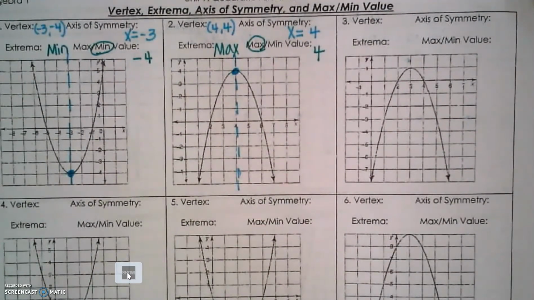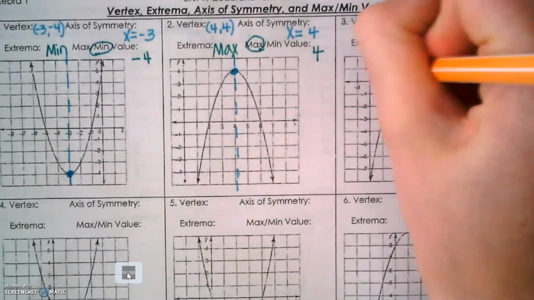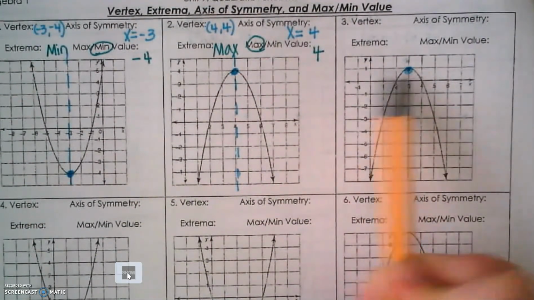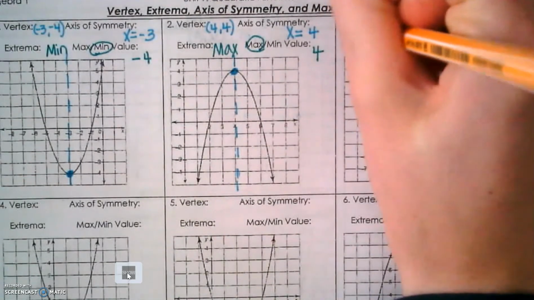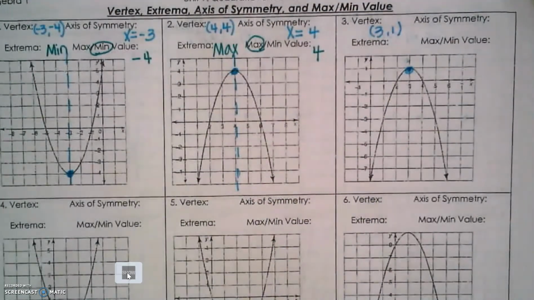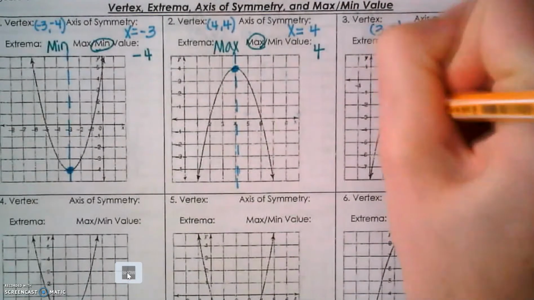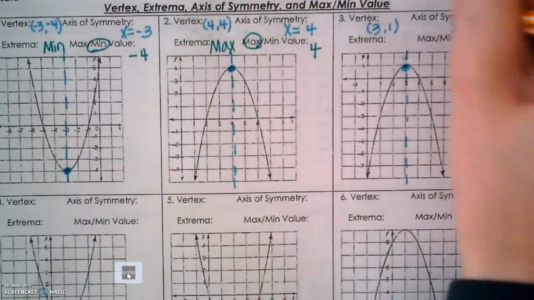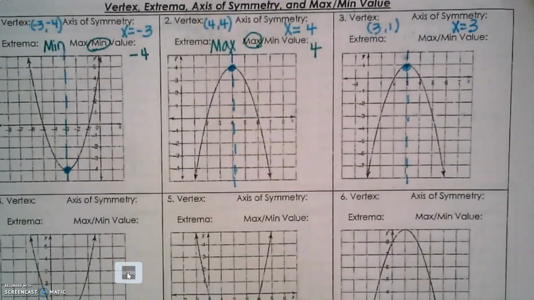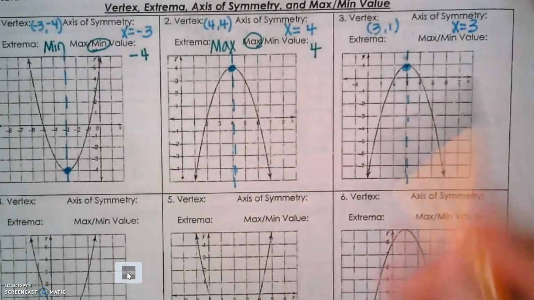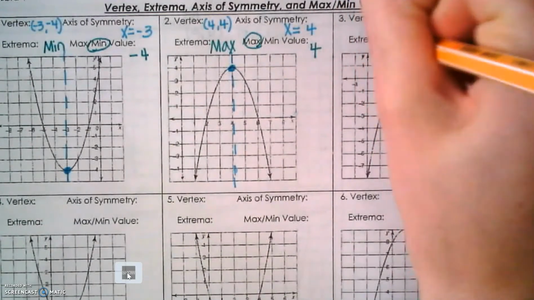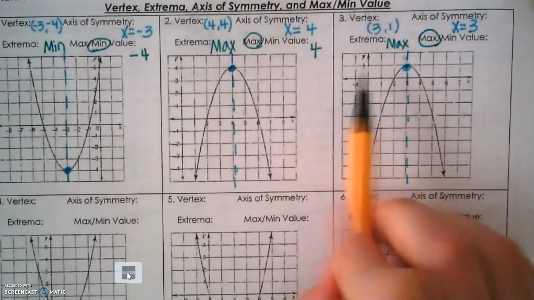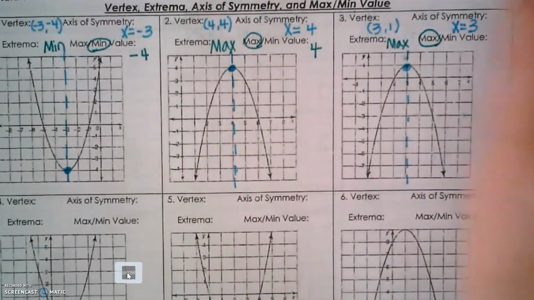Another example, number 3. Here's my vertex, the highest point on my graph. That ordered pair is at 3, 1. I can fill in my axis of symmetry here. That's at x equals 3. Again, I have a highest point. That's called a maximum. And that maximum value is at the y value of my vertex, 1.